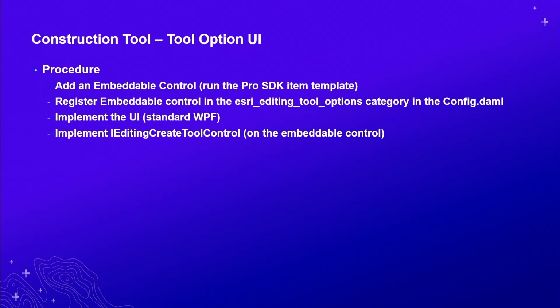So the procedure is add an embeddable control from the SDK item template, and Rel gave a good demo of that. I didn't explain that properly before. Register the embedded control in the Esri editing tools options category in the config.daml. You implement the UI, and this is what you want the user to see using standard WPF, normally the MVVM methodology. And then in the view model, you implement IEditingCreateToolControl. And we'll go over that in the next few slides.